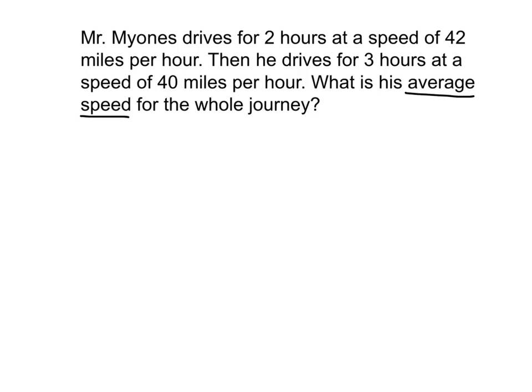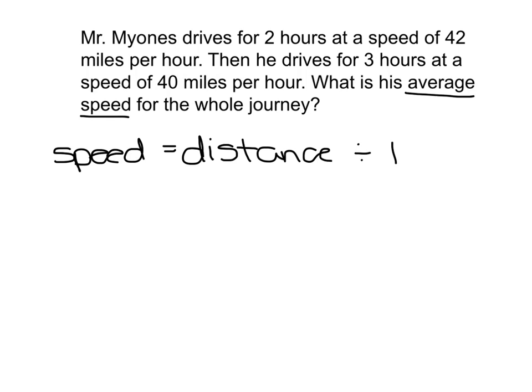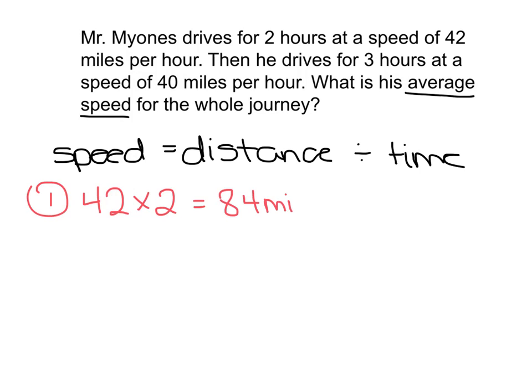So first we'll write out our formula. Speed equals distance divided by time. Now in this problem, since we have two different speeds, we have to make sure we find the total distance for the entire journey. So in the first part of his journey, Mr. Mayones drove for 2 hours at a speed of 42 miles per hour. So each hour he went 42 miles. So we'd have to do 42 times 2, which is 84 miles in the first part of his journey.